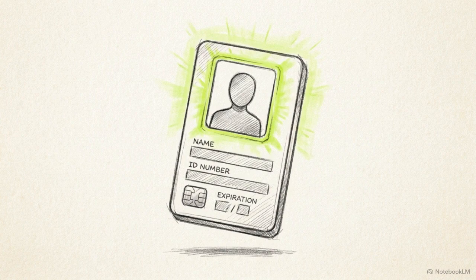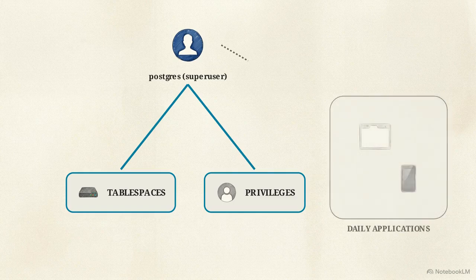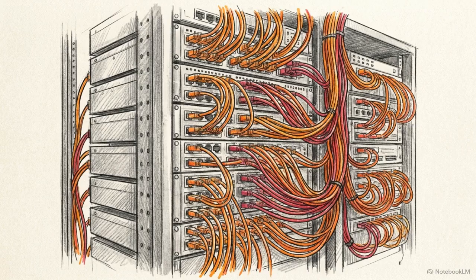With access secure, you must apply a strict operational rule for the Postgres superuser account. Reserve this role exclusively for global administration tasks, like allocating table spaces or managing broader privileges. Never use the superuser account to connect standard daily applications. Doing so unnecessarily multiplies your system's attack surface.